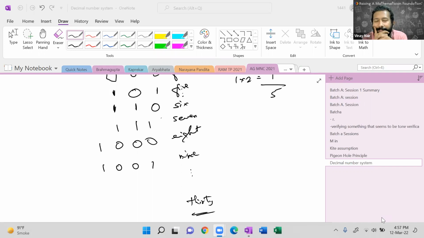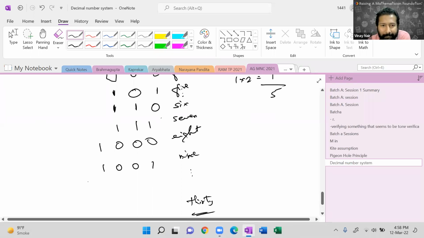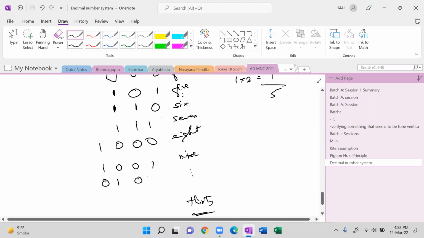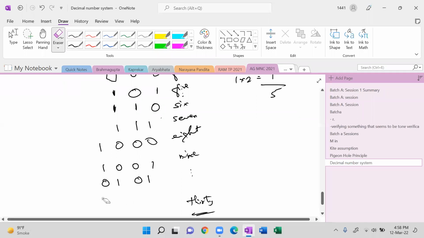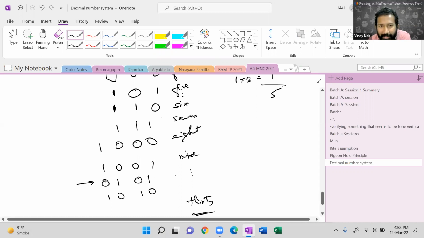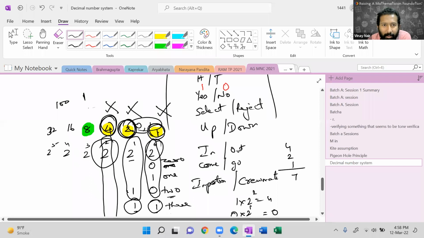What do you think? Sir, as 0101. You mean left to right or right to left? I mean left to right. 0101 or like this? Sir, from left to right, this one, 0101, like this. Yes, sir. Okay, so let us just go up. 0101 means you are taking these 4 boxes, right? So if you say 0 for 8, that means you don't need 8.